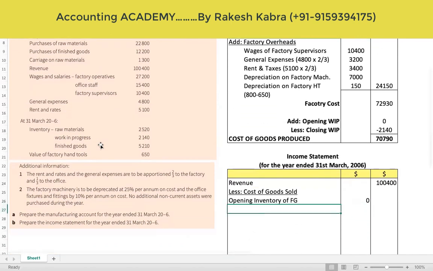Then I will add what? Usually we add purchases, right? But here we are not buying and selling. Here we are producing and selling. So in place of purchases, I will take cost of goods produced. How much? That I will get from the manufacturing account. But sometimes if the cost of goods produced is not sufficient, we buy some goods from the market.